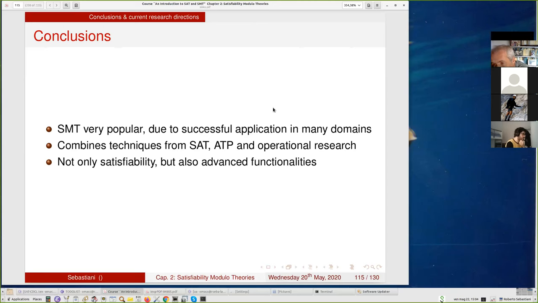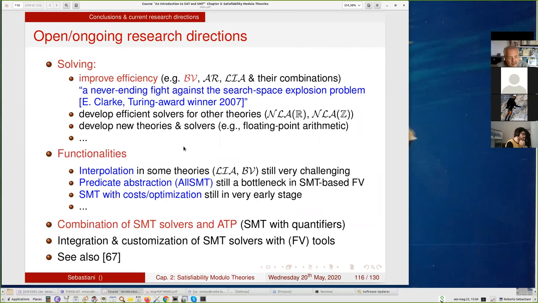So something which was definitely not conceived by logicians, was conceived by people who had nothing to do with logic. Just remember that the simplex was conceived to find the optimal diets for cows. Okay, which sounds funny, right? But this is actually true. And these solvers also have plenty of functionalities. And well, there's a lot of things to do.